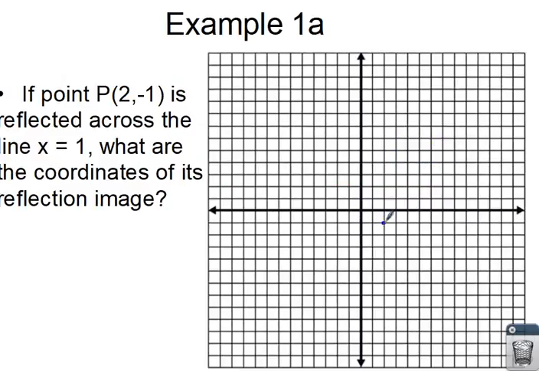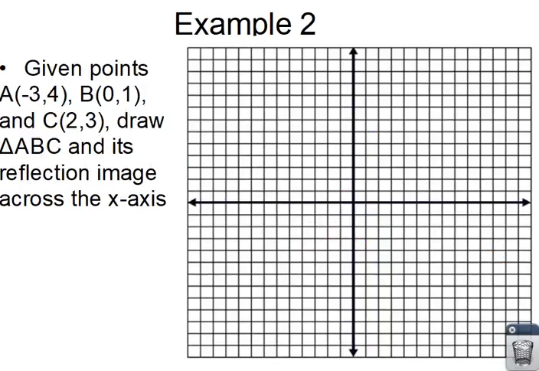All right, same point. This time I want to reflect it across x equals 1. So here's the line x equals 1. So we're going to flip it to the left. It's one box to the right of the line. So now it's going to be one box to the left of the line. There's P prime. And the coordinates of this are 0, negative 1. Okay? That's just doing a point. So when we go to a shape like a triangle, let's graph this triangle.